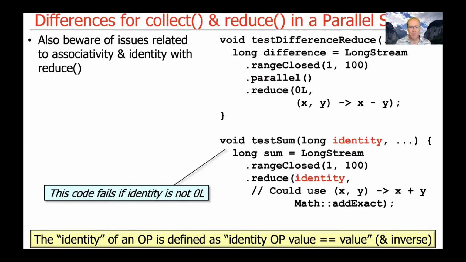Here's another subtle problem. This is called testSum, and it works by passing in different values for the identity. That's the first parameter passed to reduce. Now, if you pass in 0 for summing, then that is in fact the identity of addition, meaning that the identity of any operation is such that value op identity equals the value, or identity op value equals the value. That's what's meant by identity. Unfortunately, for addition, if you were to pass, say, a 1 in here, you'd get the wrong thing because 1 is not the identity value for addition.